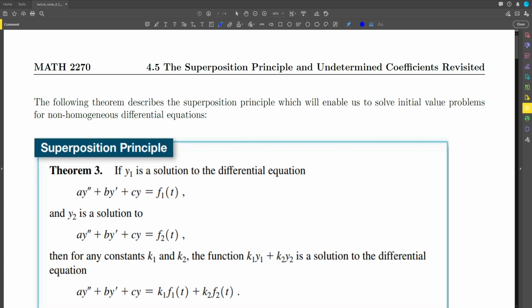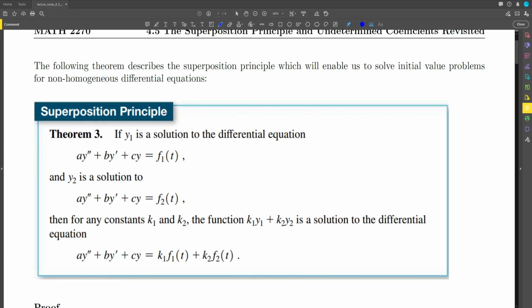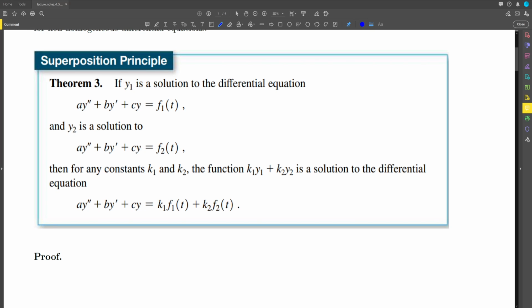If y1 is a solution to the differential equation a y double prime plus b y prime plus c y equals f1 of t, and y2 is a solution to a y double prime plus b y prime plus c y equals f2 of t, then for any constants k1 and k2, the function k1 y1 plus k2 y2 is a solution to the differential equation a y double prime plus b y prime plus c y equals k1 times f1 of t plus k2 times f2 of t. So let's first prove this and then see how we can use this.